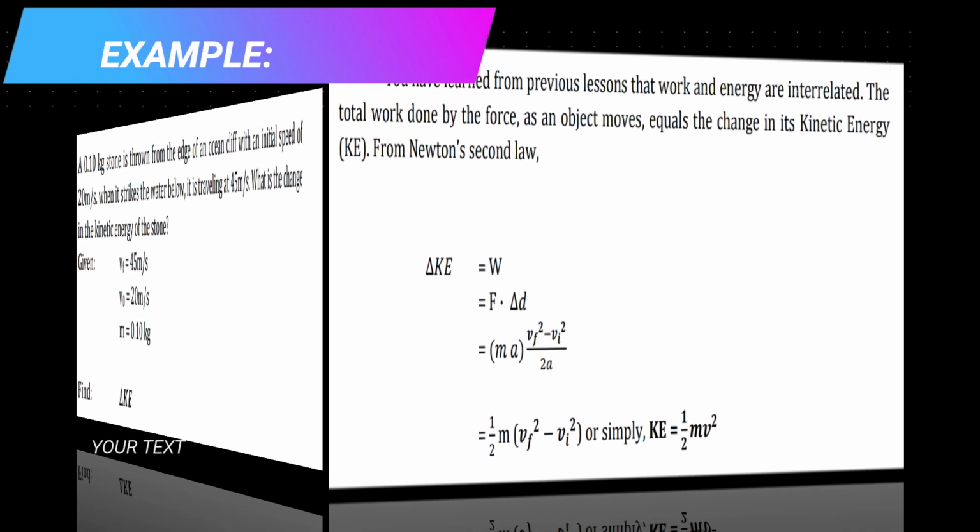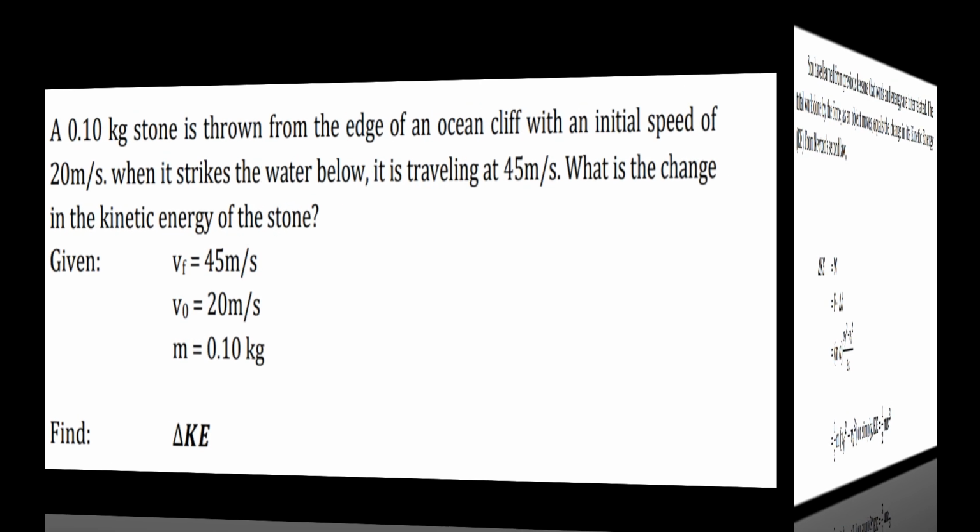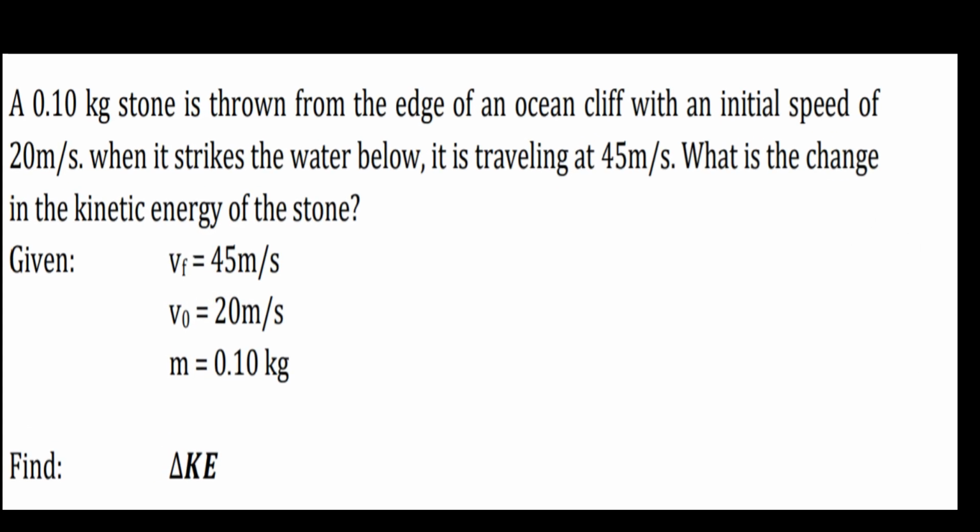Now let us proceed to our example problem. A 0.10 kg stone is thrown from the edge of an ocean cliff with an initial speed of 20 meters per second. When it strikes the water below, it is traveling at 45 meters per second. What is the change in the kinetic energy of the stone?